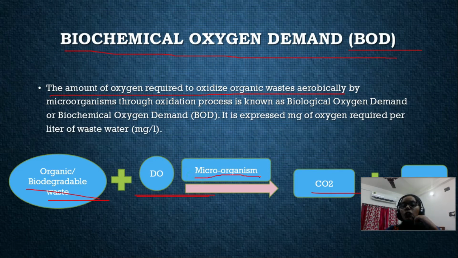And what is the role of the microorganism? The role of the microorganisms here is as a catalyst. Okay, it can initiate and speed up the rate of the reaction. Understand? So this is the quick review of the BOD.